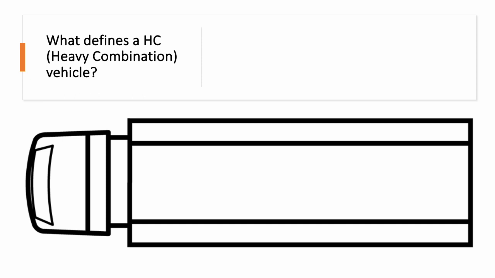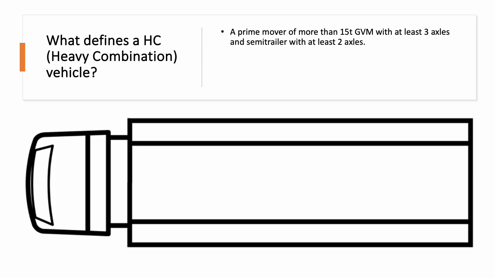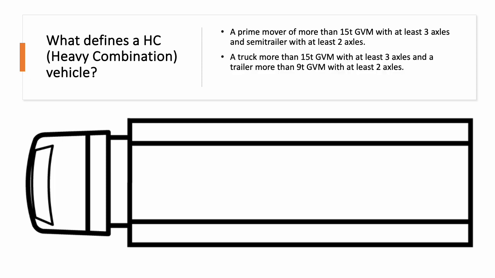What defines a HC, that is, a heavy combination vehicle? A prime mover of more than 15-ton GVM with at least 3 axles and semi-trailer with at least 2 axles. Or a truck more than 15-ton GVM with at least 3 axles and a trailer more than 9-ton GVM with at least 2 axles.